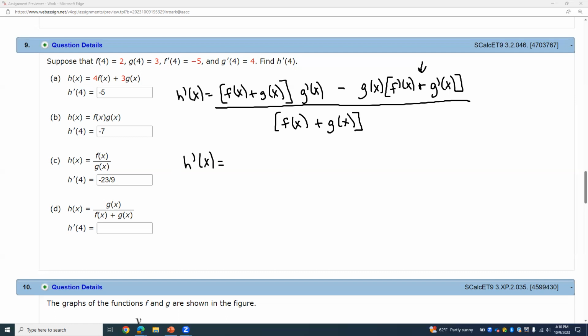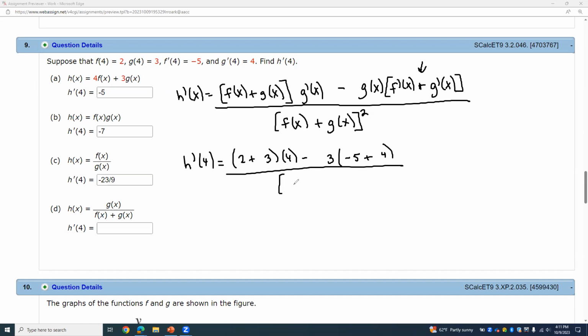Let's try this evaluated at 4, because I know it's a bit much. It kind of hurts my brain, I'm not gonna lie, just thinking about all these numbers. So we have f of 4, which is 2, plus g of 4, which is 3, times the derivative of g at 4, which is 4, minus g of 4, which is 3, times the derivative of f at 4, which is -5, plus the derivative of g at 4, which is 4. I know. And then it's all divided by, oops, I didn't put the squared there to begin with, f of x.